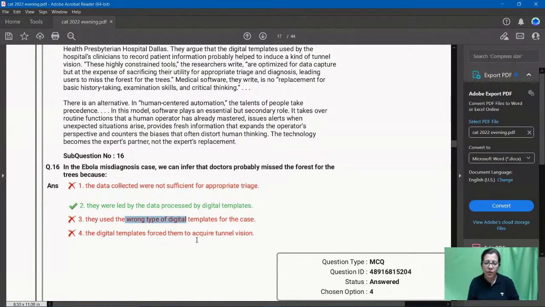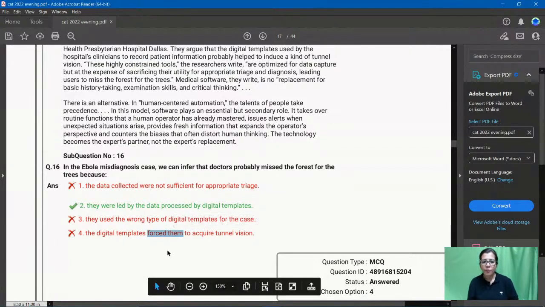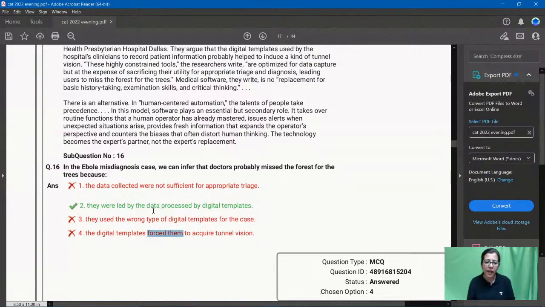The digital templates force them to acquire tunnel vision. Forced. Extreme. So because of POE techniques, I'm able to eliminate 3 options and I'm left with one which kind of resonates with what is written in the paragraph. They were led by the data, processed by digital templates, and instead of focusing on the big things, they were just kind of running after that. You can go back. They argue that the digital templates used by the hospital's clinicians probably helped to induce a kind of tunnel vision. So they felt that was being helpful. लेकिन वो actually नहीं था.